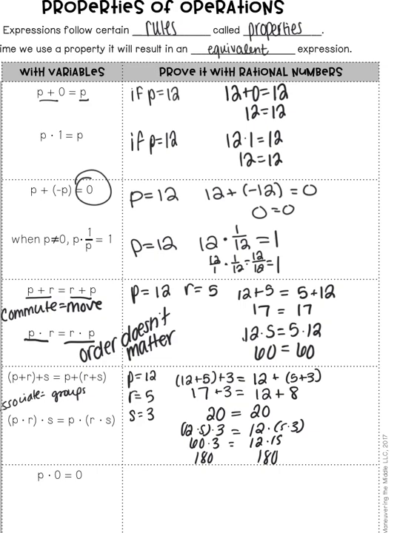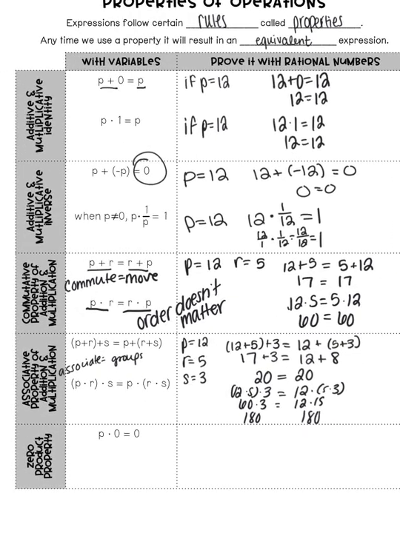Okay? All right, then we have the zero product property. Zero product property is just anything times 0 equals 0. That's it. So if P equals 12, 12 times 0 equals 0. And there's my equivalent expression, 0 equals 0. Okay, very simple, something we already know. Just now it has a name, zero product property. Zero, because 0. Product, because it's multiplication, and then the property.